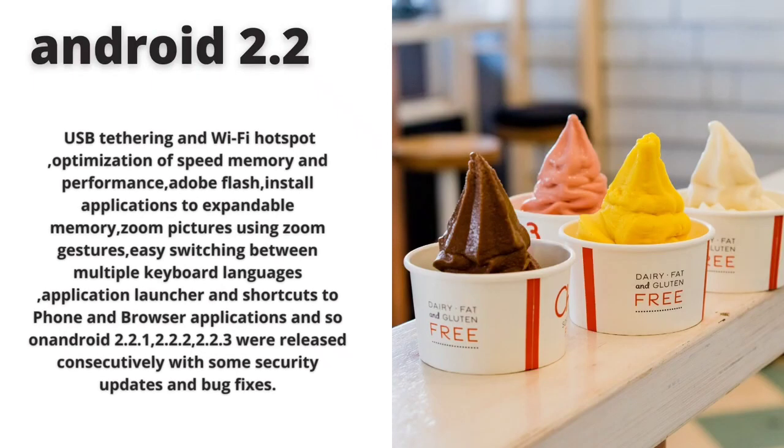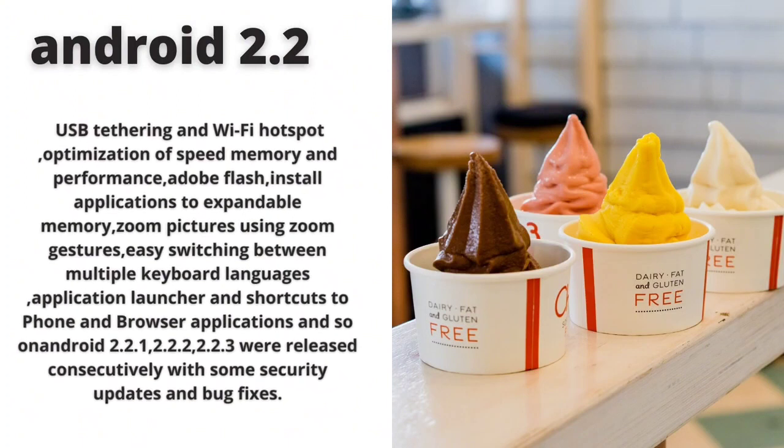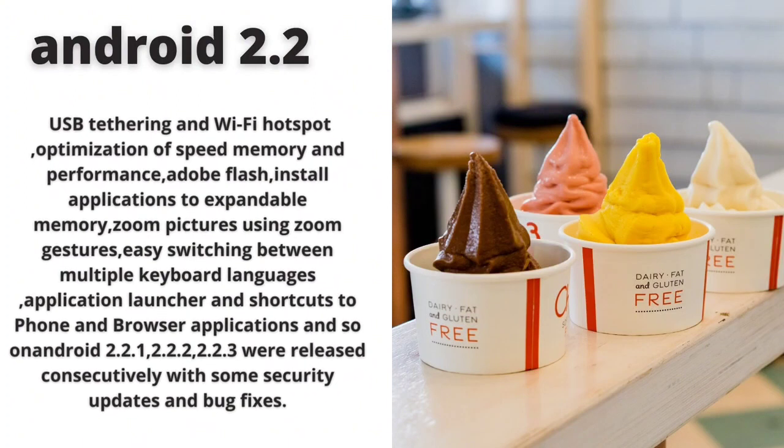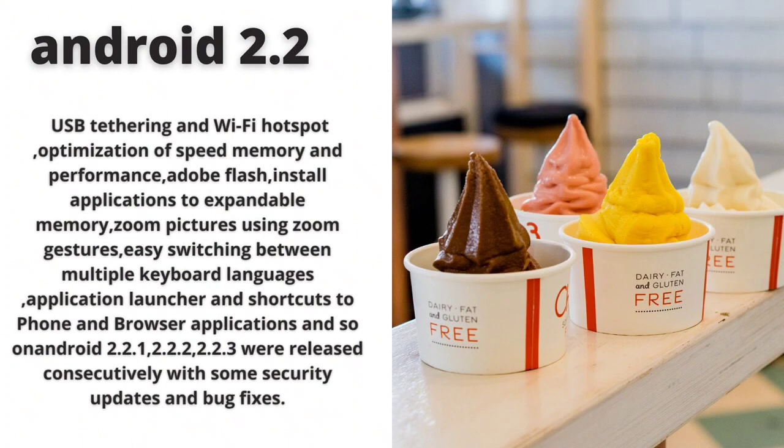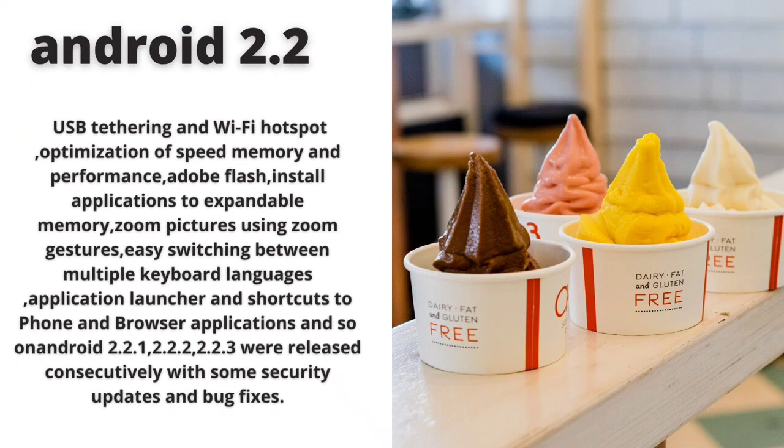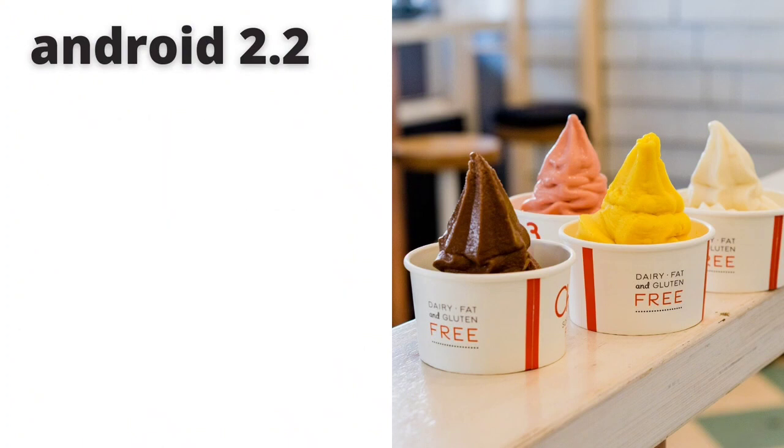Android 2.2 Froyo was released in the month of May. The features include USB tethering and Wi-Fi hotspot, optimization of speed, memory and performance, Adobe Flash, install applications to expandable memory, zoom pictures using zoom gestures, easy switching between multiple keyboard languages, application launcher and shortcuts to phone and browser applications and so on. Android 2.2.1, 2.2.2, 2.2.3 were released consecutively with some security updates and bug fixes.